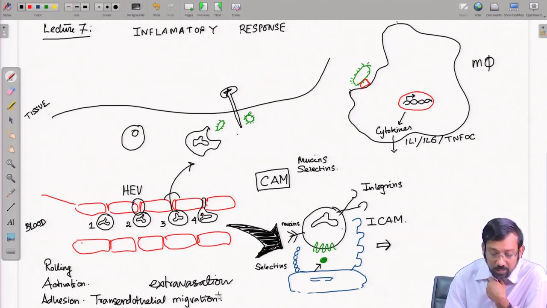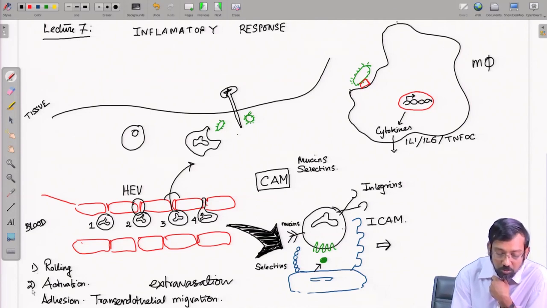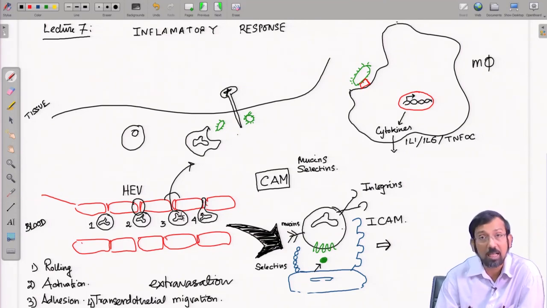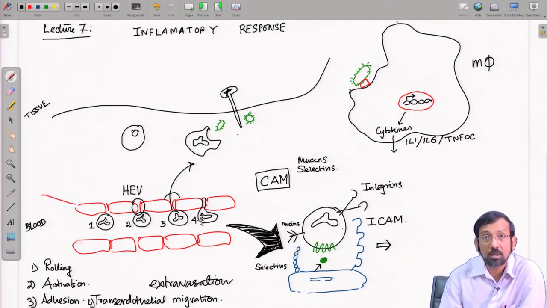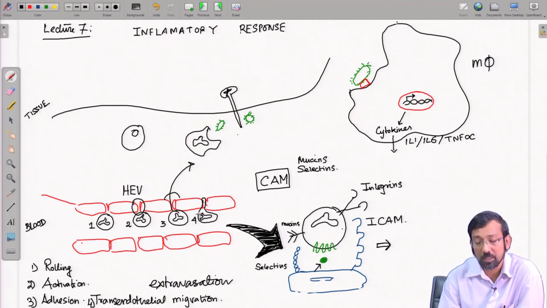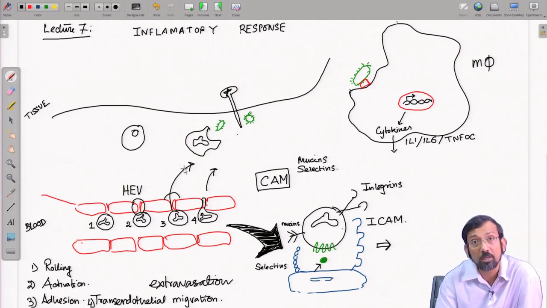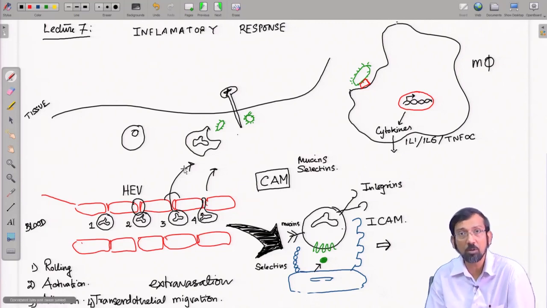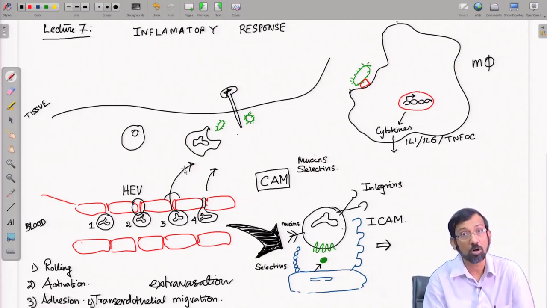Now, if you try to correlate these four steps in this region here: step 1 is rolling, step 2 is activation, step 3 is adhesion, and the fourth is the transendothelial migration. That means it migrates through this high endothelial venule, crosses the blood vessel, enters into the tissue and goes to the site of action. Now we try to understand how these four different steps actually occur.